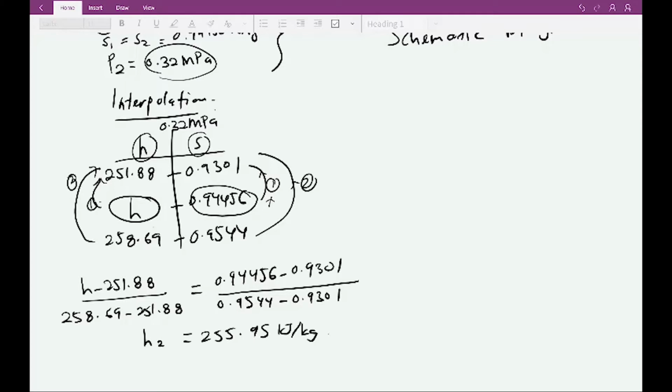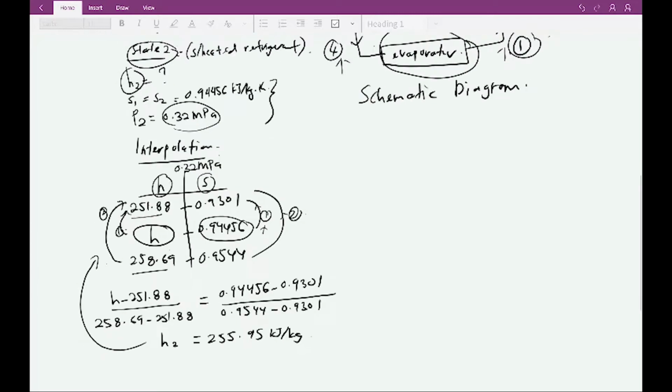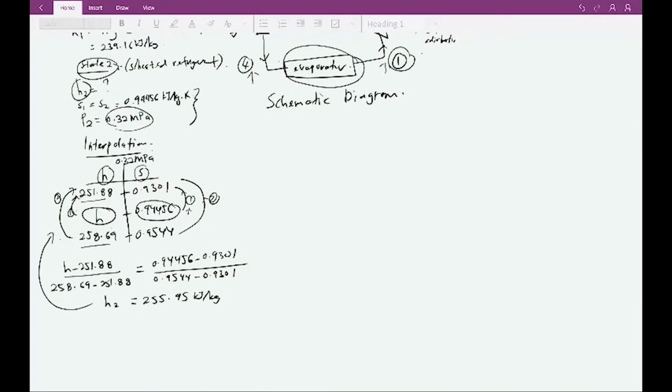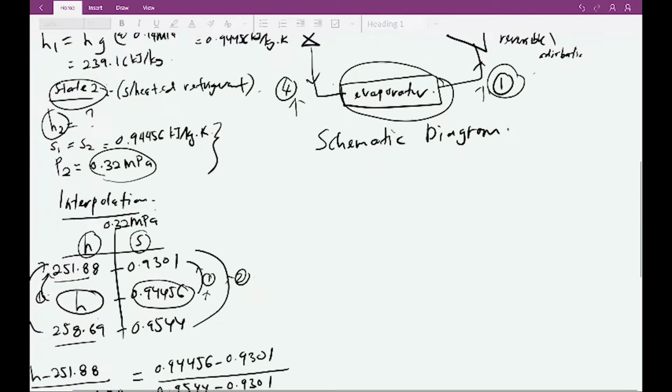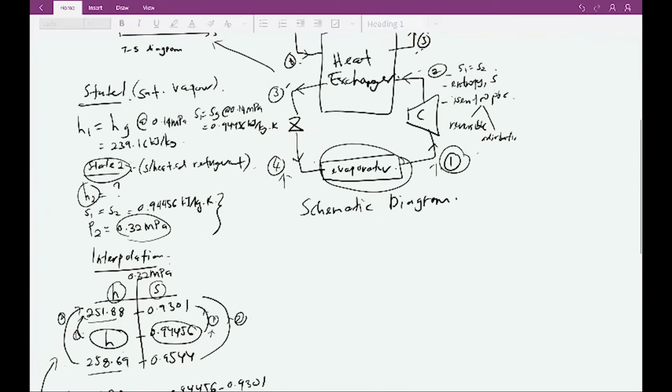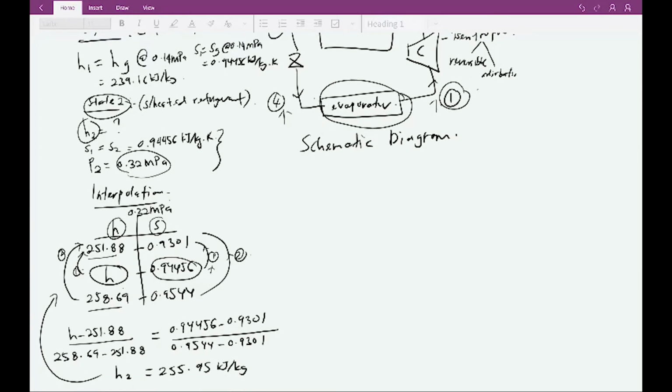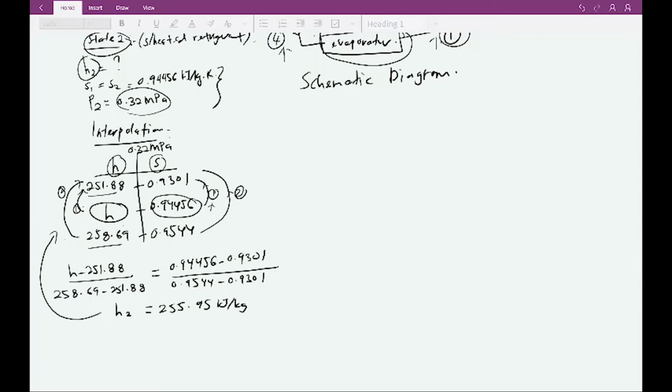Right, so if you want to check whether your value is correct or not, you can check here. Your value should lie between 251.88 and 258.69 kilojoule per kilogram. So now we have done two steps. It's a very tedious process, I'm sorry, but this is what the question asks, so it cannot be helped. Right, now we move to state 3.